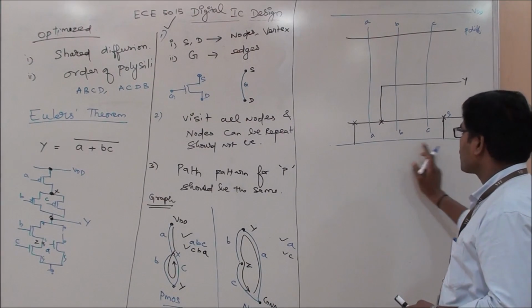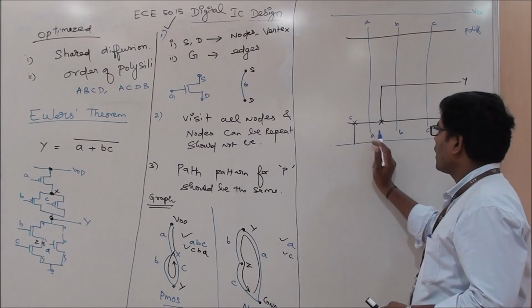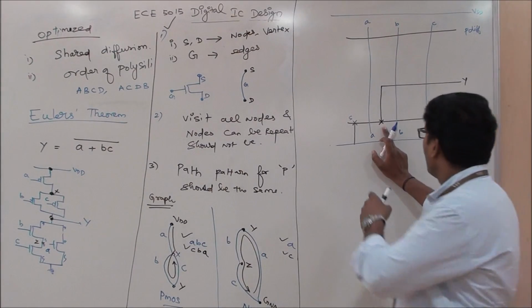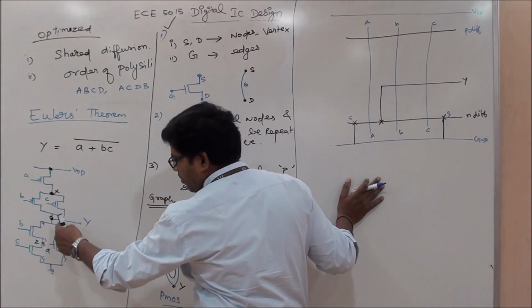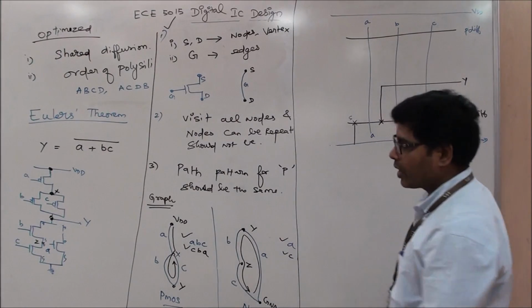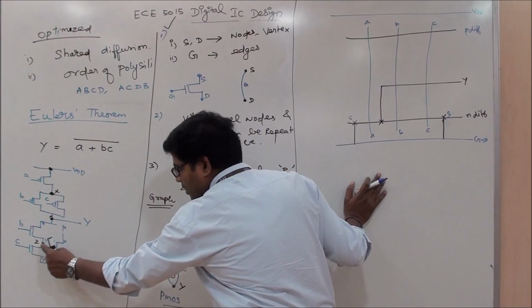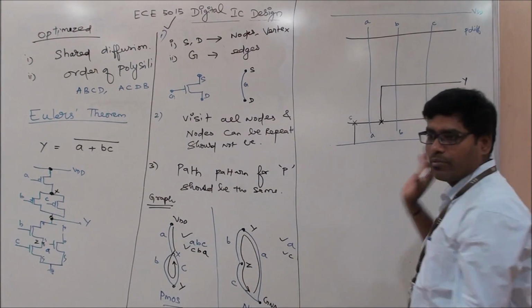So this becomes the source here. One end of the A I am connecting here. This becomes the source here. This is the shared connection of A and B. I am taking the output from that point. The shared point of B and C, we don't take any output, but it is shared.